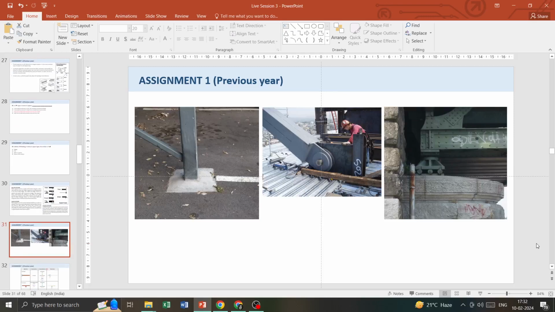These are the examples. Example 1 is a fixed support. It's a steel column fixed in concrete. It cannot be moved horizontally or vertically, and it cannot be rotated. Then next is an example of an element of a bridge. You can see a human next to it. If you look at the connection, it does not allow it to move horizontally or vertically, but it is allowing it to rotate.